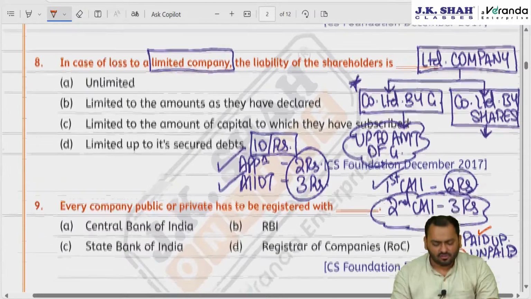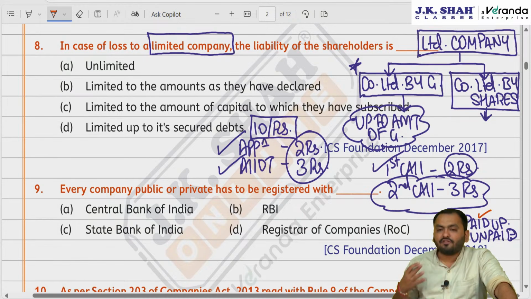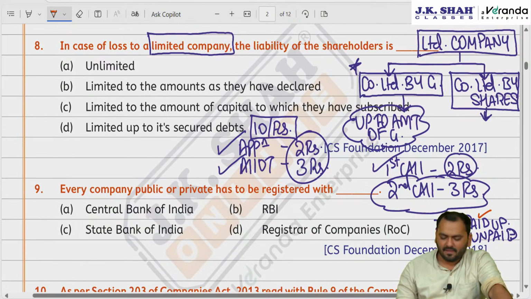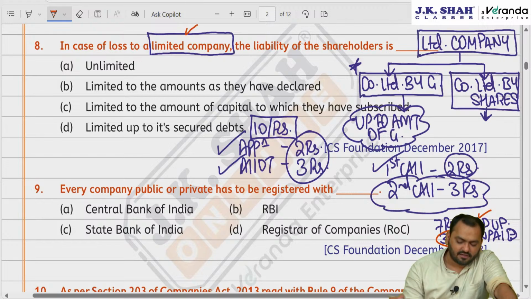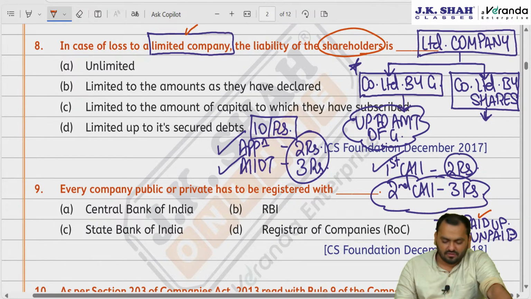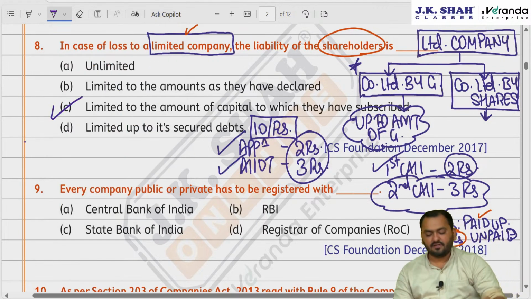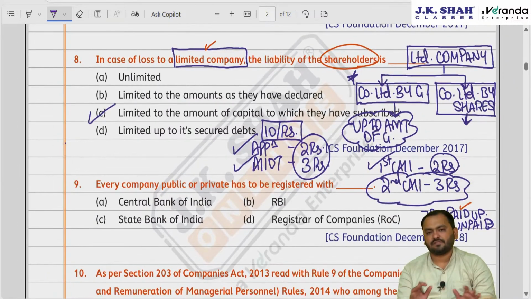Now if we go to the question: in case of loss to a limited company, the liability of the shareholder is going to be dash. Limited or unlimited? Firstly, in the question itself they have given that it is a limited company, so the liability of the shareholder is going to be limited. No chance of unlimited. Options: limited to the amount as they have declared, limited to the amount of capital to which they have subscribed, limited to its secured debts. So the answer is option C, limited to the amount of capital to which they have subscribed. That is the unpaid amount, nothing else.